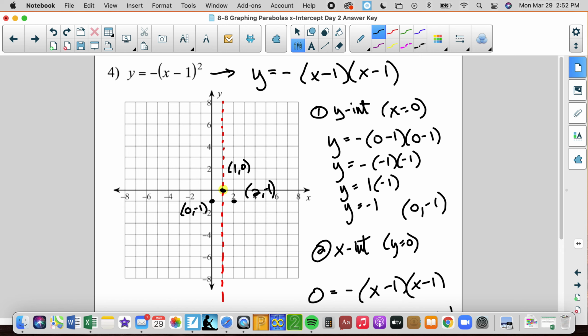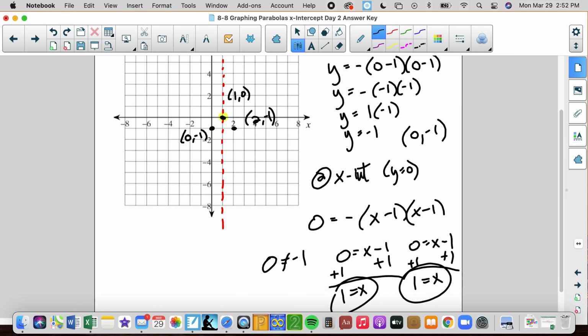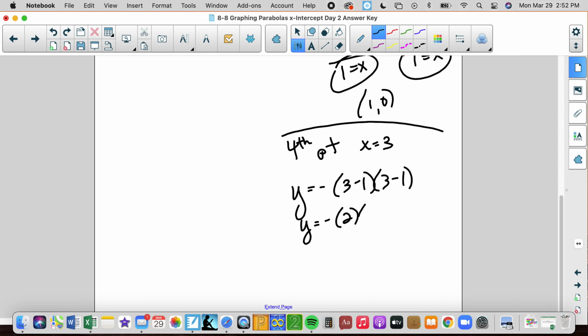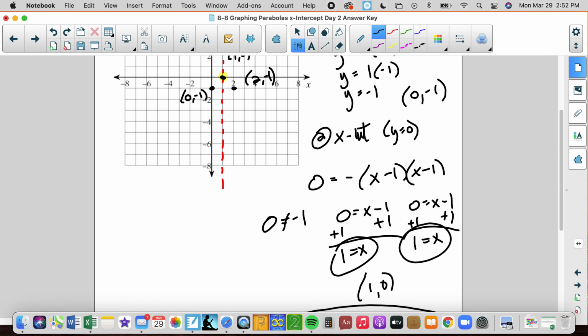Now I have to find a fourth point. What do I want to plug in for x? 3? I like 3. So we'll plug 3 into that equation. So fourth point, x equals 3. We have y equals the opposite of 3 minus 1 times the quantity 3 minus 1. Make sure that we've written it correctly. Y equals the opposite of 2 times 2, and then -2 times +2 is -4. I plugged in a 3, I got a -4. 3, -4 is right there. That's a nice shape, that works.